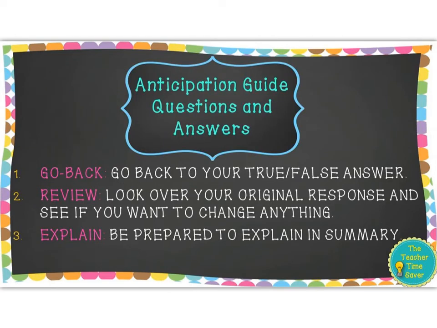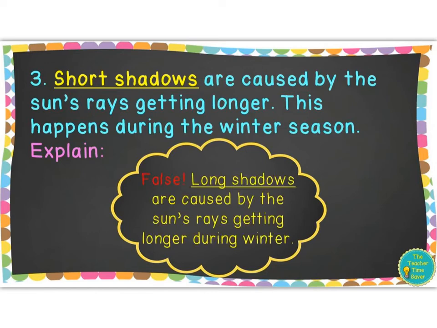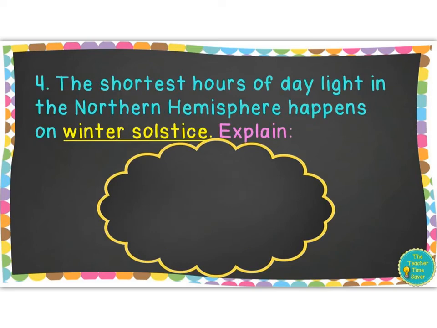These are those questions at the beginning that I just want to go through and answer for you really quick. These are the true or false statements. So number 3, it said short shadows are caused by the sun's rays getting longer. This happens during the winter season, and that's false. It's false because winter is always going to have longer shadows because you're getting an indirect hit from sunlight, more at an angle. Your short shadows are always going to come from the summer seasons.